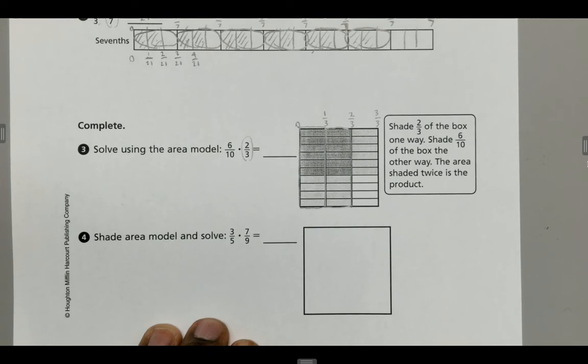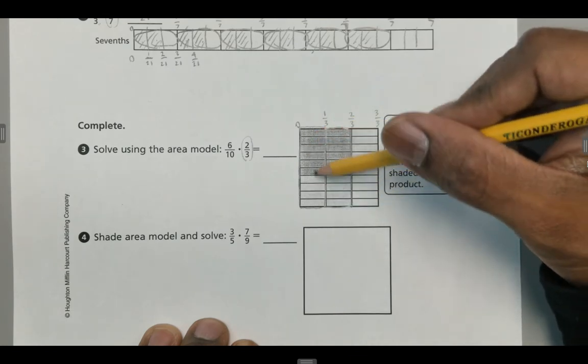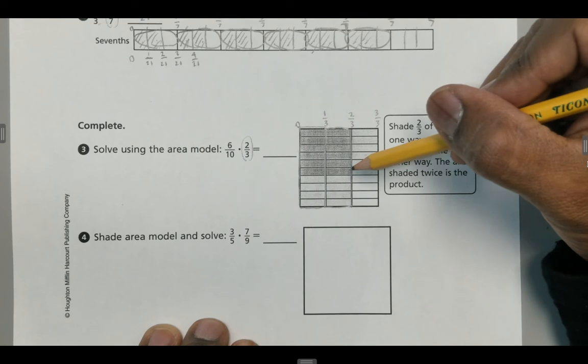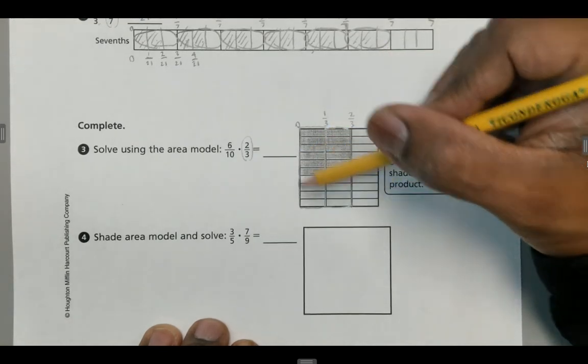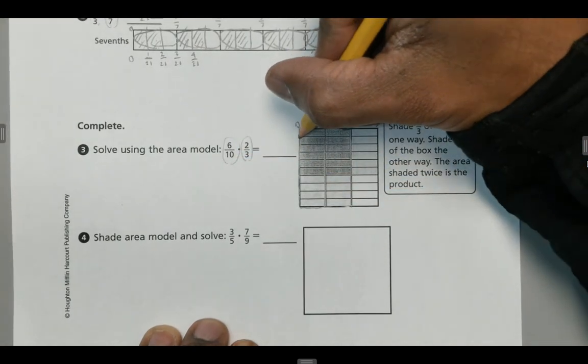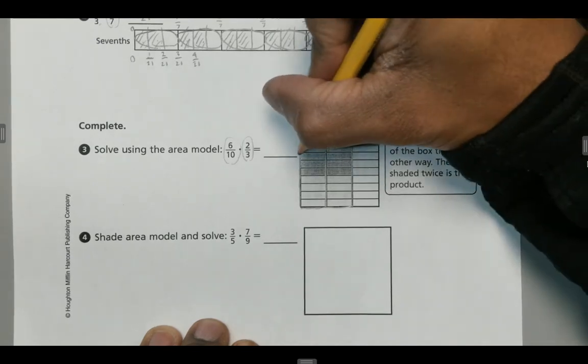Now, imagine that I am overlaying on this model, not horizontally, but vertically, 6/10. So I'm taking the whole, I'm dividing it into 10 equal parts, and I'm shading in 6 of them.